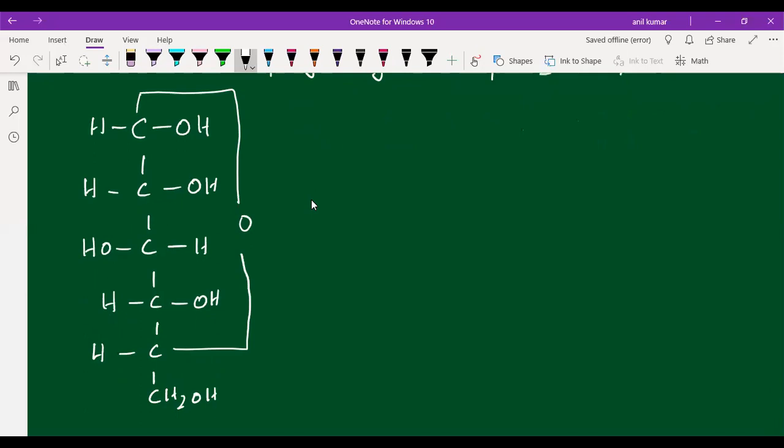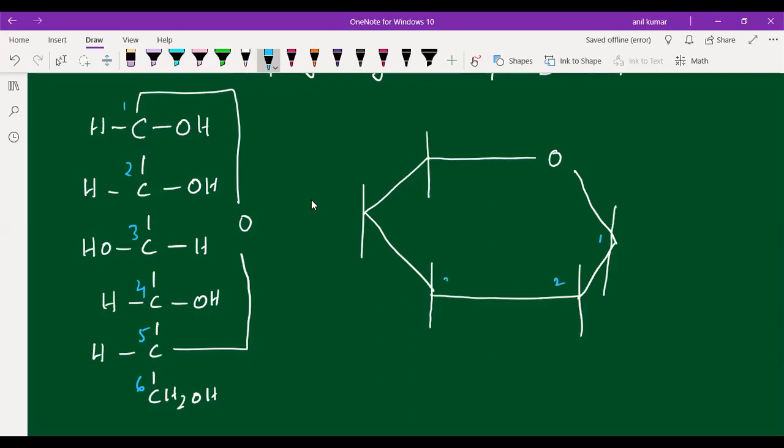Now, how can we draw a cyclic structure? First give the numbering: 1, 2, 3, 4, 5, and 6. Now let us draw the cyclic structure. The cyclic structure we call the pyranose structure, like this. Okay, students, carefully observe how I am drawing the structures. Very important, students. At the vertices, you draw the lines like this. Fine, students. Now you give the numbering: number 1, number 2, number 3, number 4, number 5, number 6.